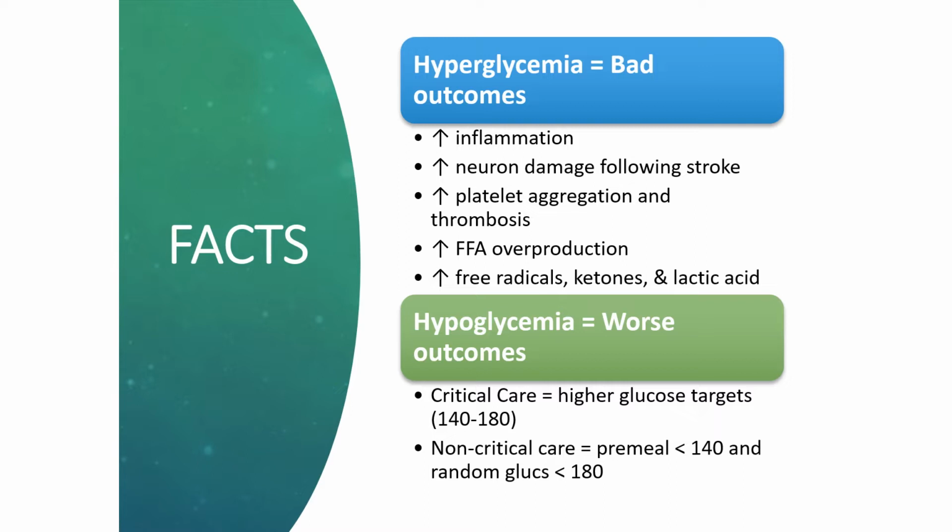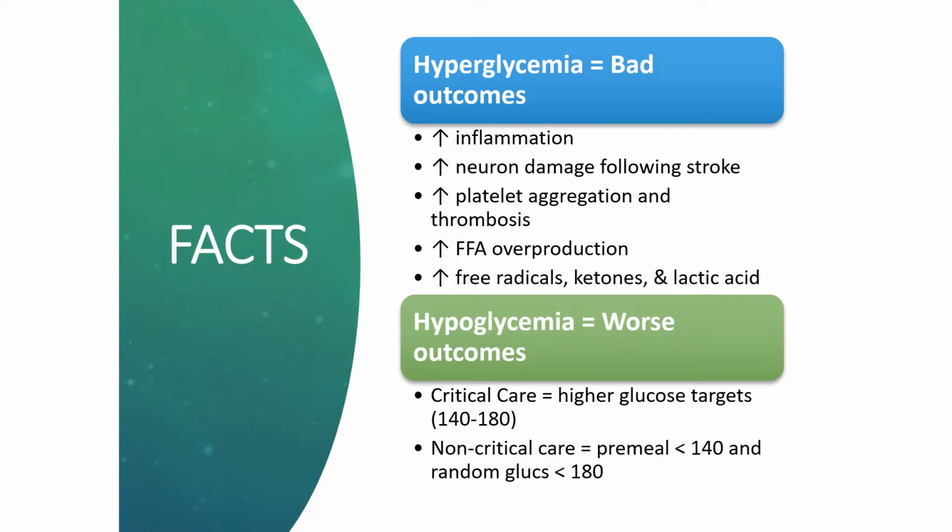Hyperglycemia leads to neuron damage, especially following a stroke, so you want their blood sugar well controlled if they're admitted for a neurologic cause. It also increases the risk of thrombosis, free fatty acid overproduction, also free radicals, ketones, and lactic acidosis, which is what you see in DKA.